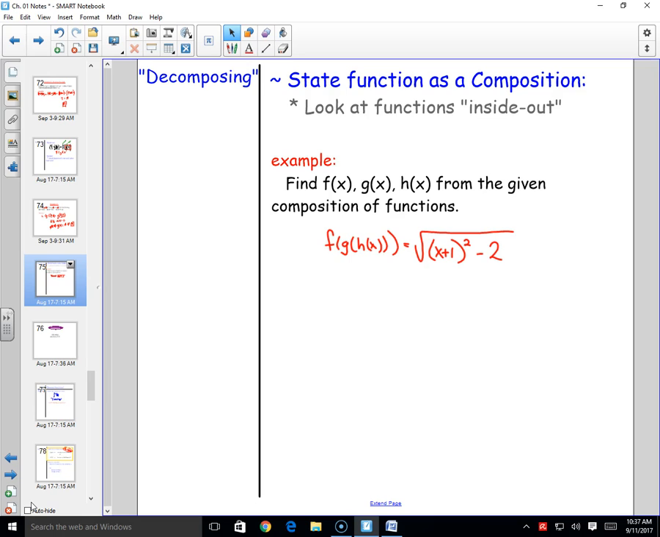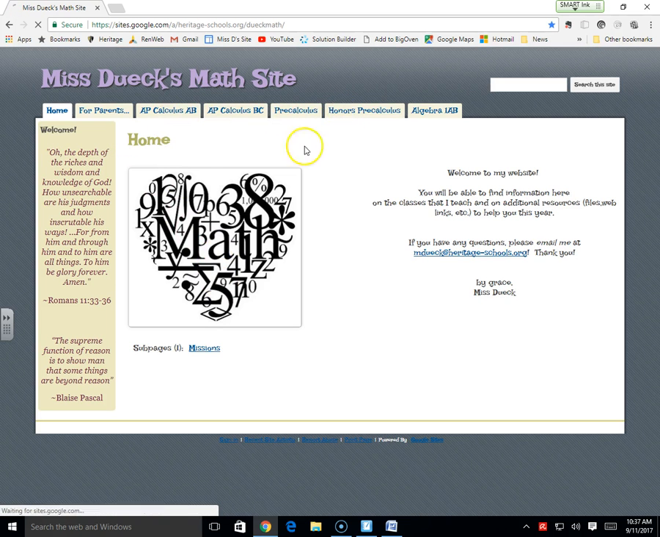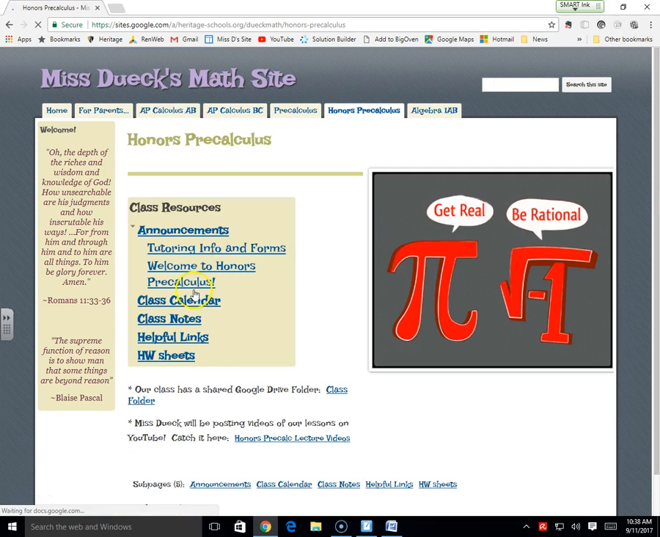Starting 1.10 Wednesday. Let me show you the calendar. Finishing 1.10 Thursday, test review Friday, chapter 1 test, sections 1.1 to 1.10, on Monday, I believe. I'll pull it up to give you a quick visual. You know where to look on your website: class calendar.